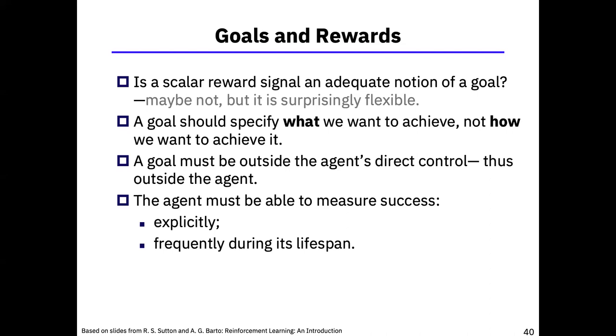The reward is not something that the agent can directly change. So for example, the agent's action influences the state and the reward in the case of the full RL problem. The agent can't influence the reward directly. It is doing it indirectly by interacting with the environment. And then finally, the agent must have a notion of success, meaning it must be able to know, explicitly know, how much reward have I gotten? How much G, how much goal have I accumulated in my lifespan? So it will know how to update.